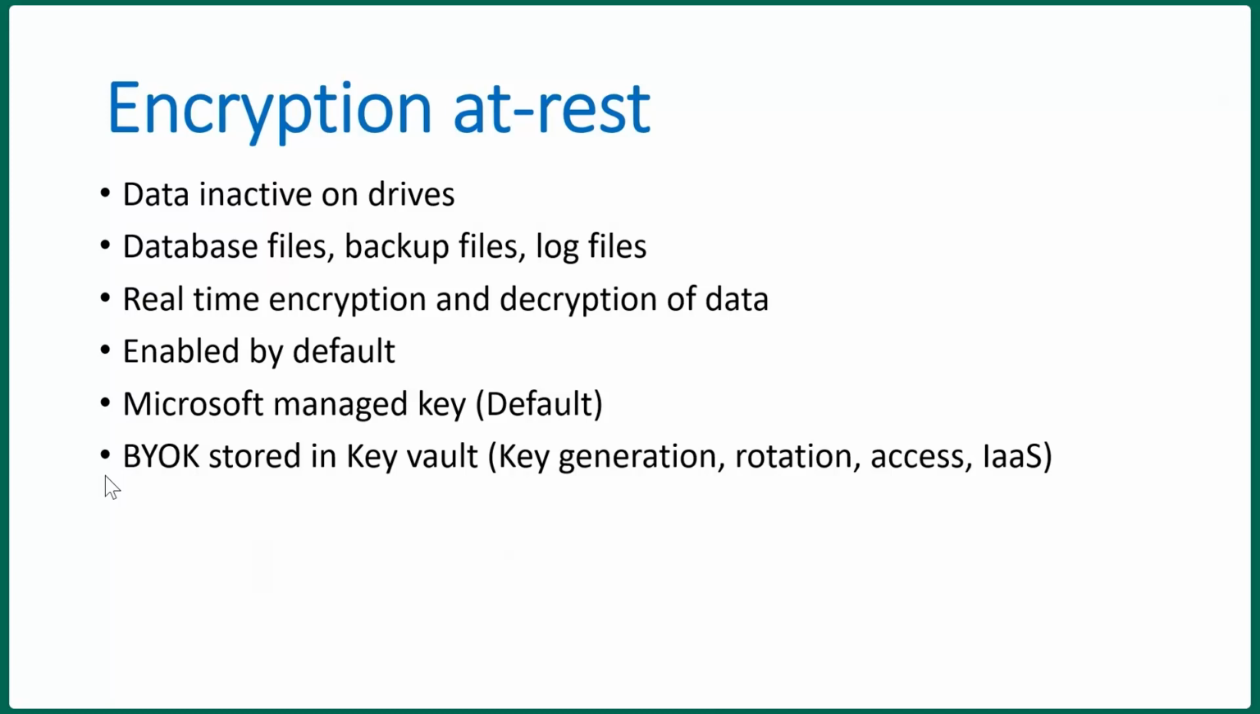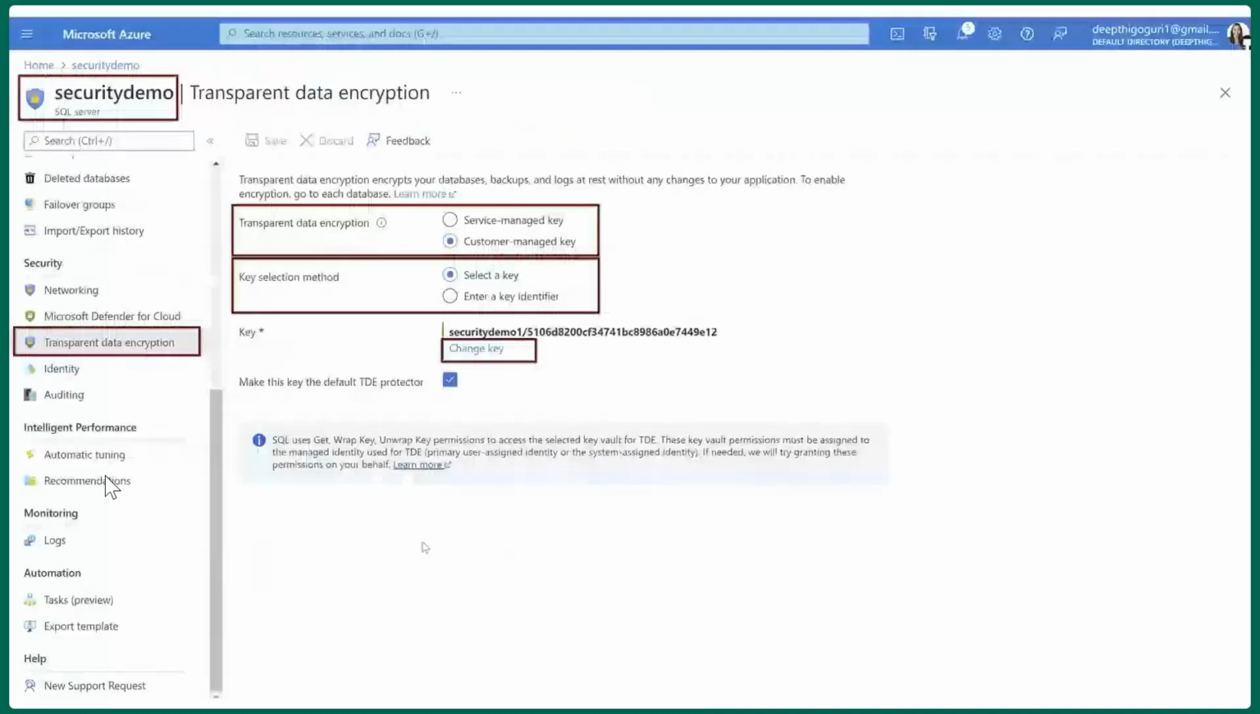Now let's go ahead and see how we can access this transparent data encryption. Underneath the security demo, this is my SQL server and another SQL server. Underneath the security, go to the third option, transparent data encryption. That's where we will see these options. You have two options. The first one is service managed key, which is the same as the Microsoft managed key.